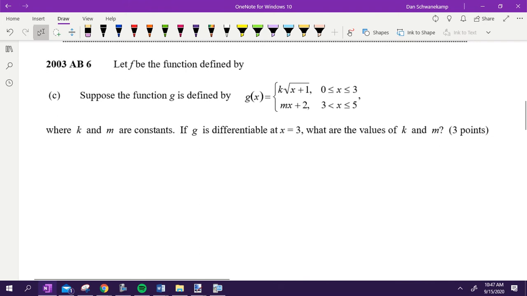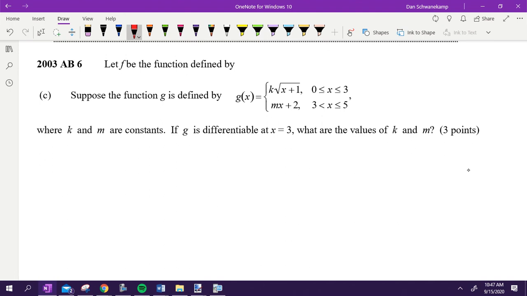This is from 2003. We're going to do another one of these in Bell Work tomorrow, so if it seems a little strange, we'll get better at it. It says, suppose that the function g is defined by this equation right here. So this is g of x, where k and m are constants. If g is differentiable at 3, find the values of k and m. That's our ultimate goal here.